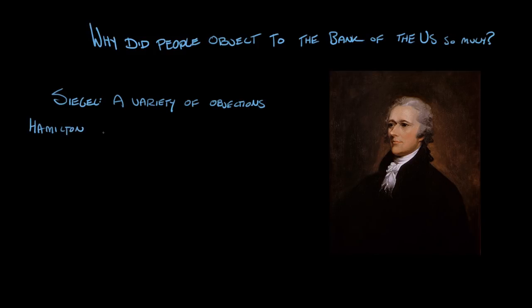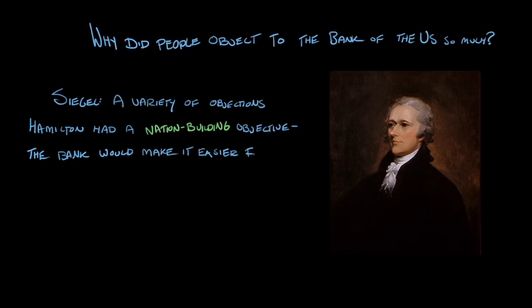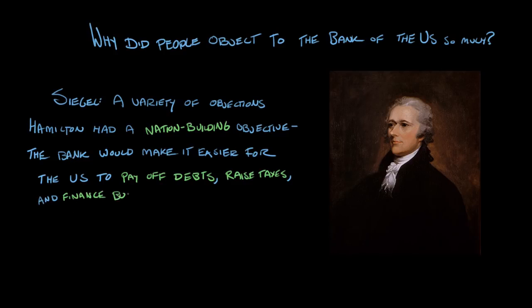Hamilton had a nation-building, economy-building objective as the first Secretary of the Treasury. He wanted to pay off both the national debt and the state debts from the Revolutionary War, which remained unpaid. He was emphasizing manufacturing and commerce, and a national bank was a key part of his plan. The bank would make it easier for the national government to raise taxes, to pay off debts, to make payments, to obtain short-term loans. The notes issued by the bank could function as a national currency. It could also provide a source of capital for financing businesses.